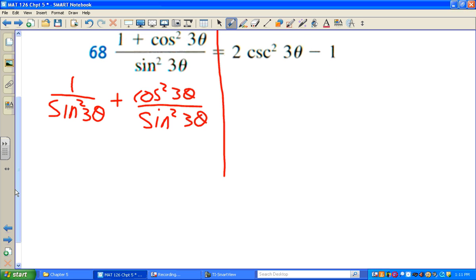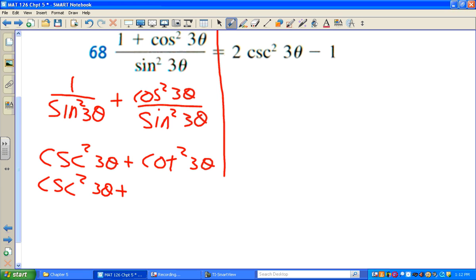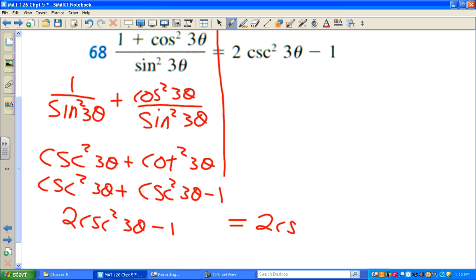What is 1 over sine squared? It's cosecant squared. Very good. What is cosine squared over sine squared? It is cotangent squared. Very good. Am I done? No. Which one must change? Do you have an identity for that? Very good. It is cosecant squared minus 1. Now I have a match. Now I'm done.